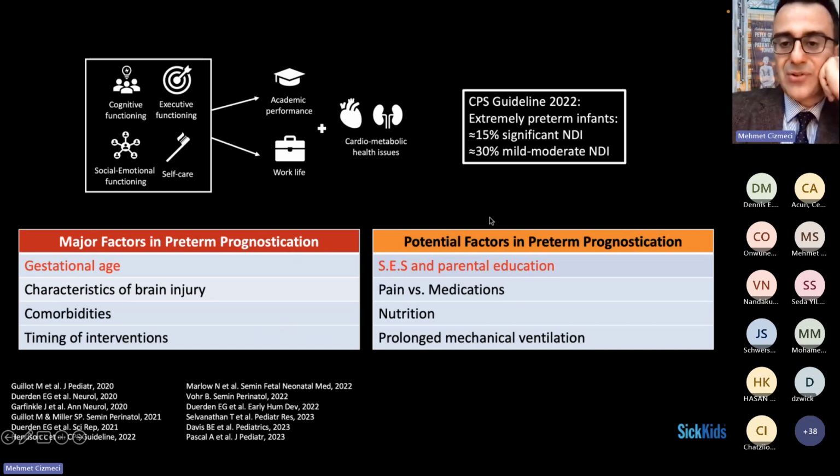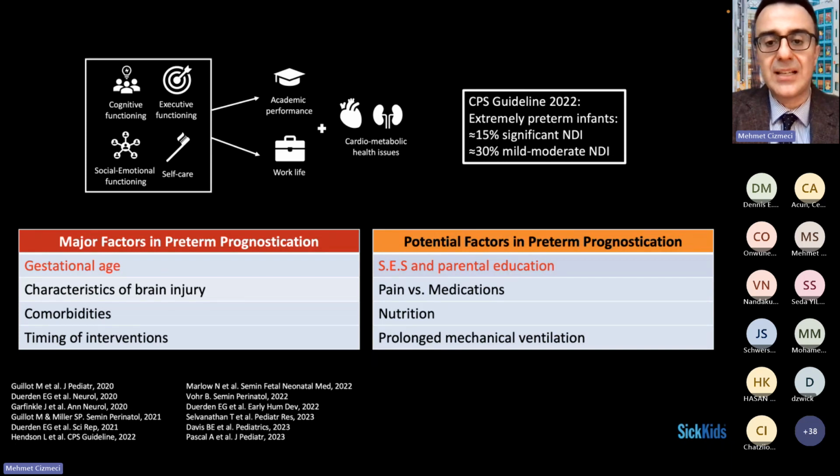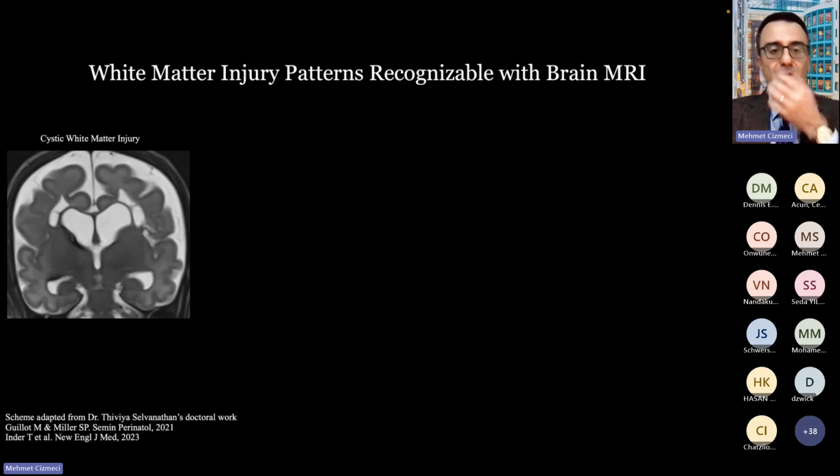But there are also some potential risk factors which we mostly overlook, but there should be some specific emphasis on them as well, such as the socioeconomic status and the parental education. We need to take into account the effect of pain versus pain medications. And optimal nutrition is also important for healthy preterm brain growth. And some other factors such as prolonged mechanical ventilation seem to be closely associated with adverse outcomes in the preterm population.